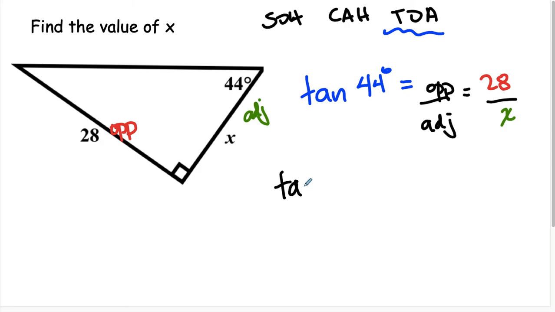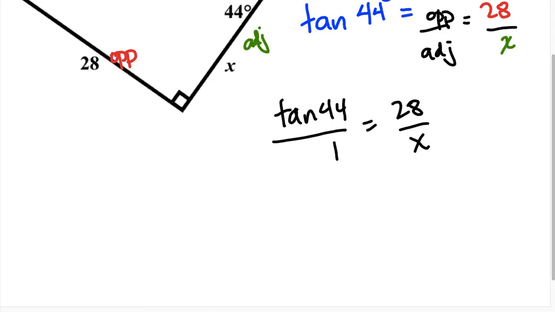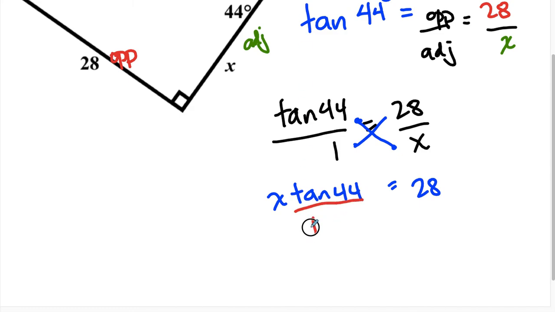Now I'm going to rewrite it as tangent 44 over 1 is equal to 28 over x, and now I solve it using cross multiplication. x times tangent 44 is equal to 1 times 28. Now I'm going to divide by tangent 44 on both sides, so that clears it out, and I'll have what x is approximately equal to.